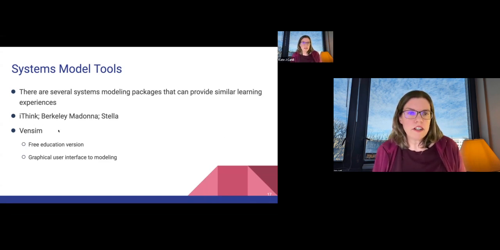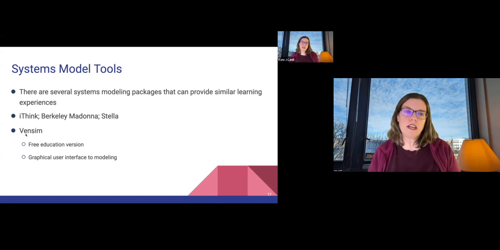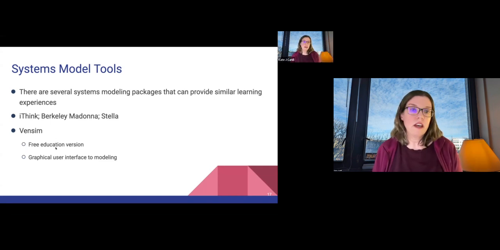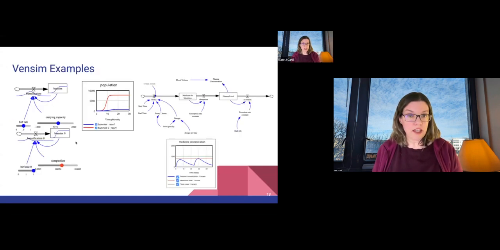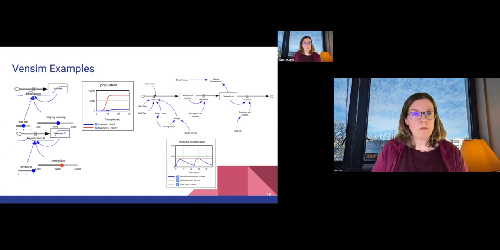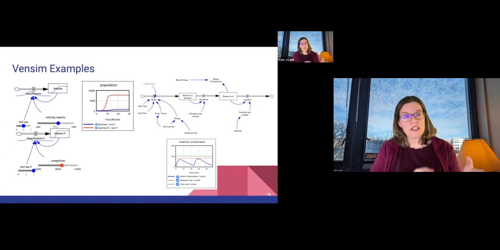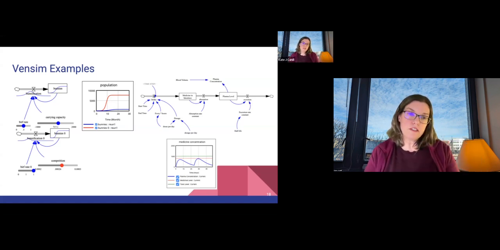So some examples are here. The tool that we work with mostly, because it has a free education version and is fairly robust and easy to use, is Vensim. So you can download Vensim as the education version, and it's completely free, and it's got a great user interface to do systems modeling. So here are two examples of some Vensim models. So on the left, you see this is looking at a population. So this is a population model for bunnies, and there's two different versions of the model.